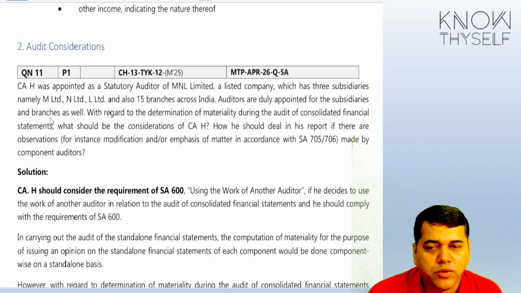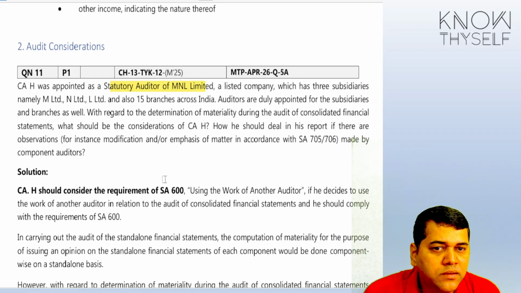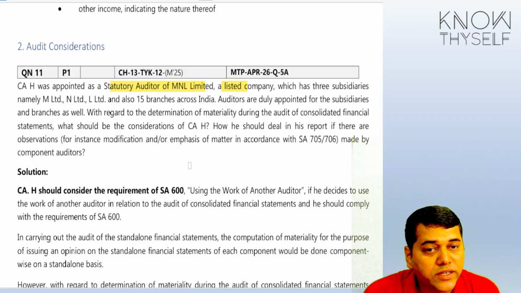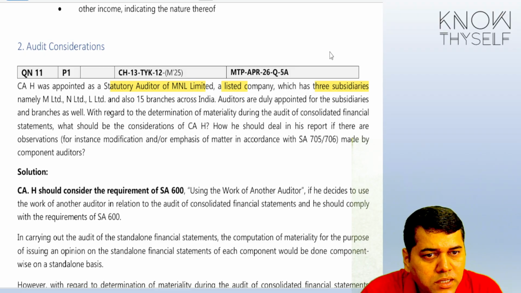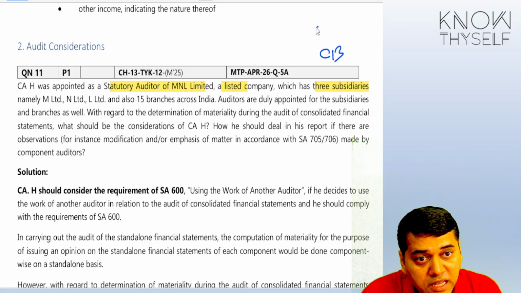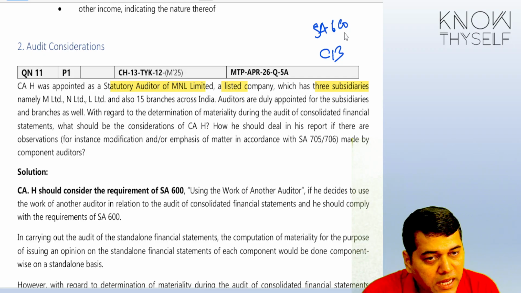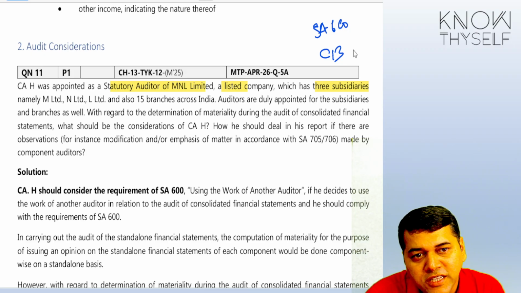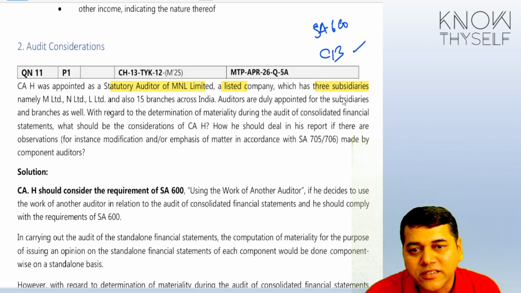Now, test your knowledge 12. CAH was appointed as the statutory auditors of MN, which is a listed entity. That means no exemption from consolidation, which has got 3 subsidiaries. The moment you see this, chapter number 13 should strike to you. 3 subsidiaries, 15 branches across India, or this can be SA 600 also. We don't know. It can be anything. But the moment you see the subsidiaries, the chances are very high.